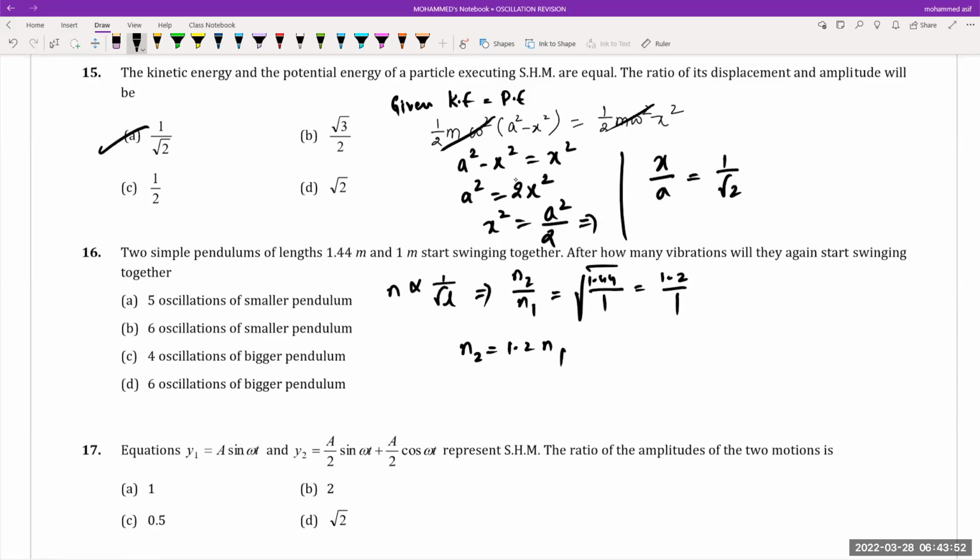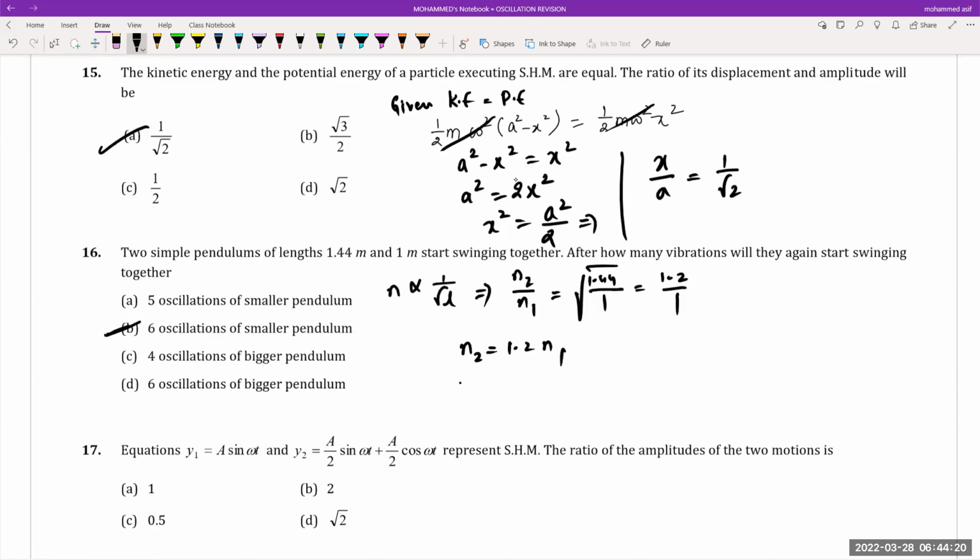N2 is an integral minimum beta, so N1 should be 5 and N2 must be equal to 6. ठीक है ना, 5 और 6 में दे रखा है ना बेटा, for N2 to be an integral multiple, यानी integral के minimum होना चाहिए. So the minimum value of N1 should be equal to how much for me? 5. And N2 must be equal to 6. तो क्या हो सकता है आंसर बेटा? 6 oscillations of the smaller one. ऐसा लिख सकता हूँ.